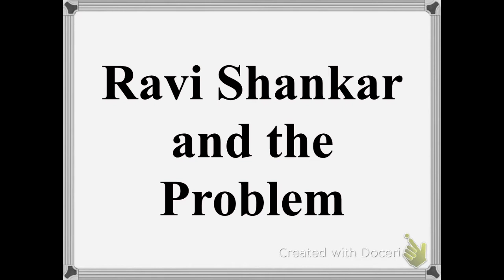Ravi Shankar is a normal guy, not related to anything, and he is challenged by his friend Amir with a math problem. Ravi Shankar needs to prove that he is the best in math. So here's what the problem is.